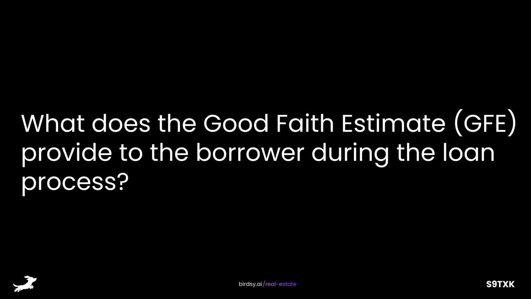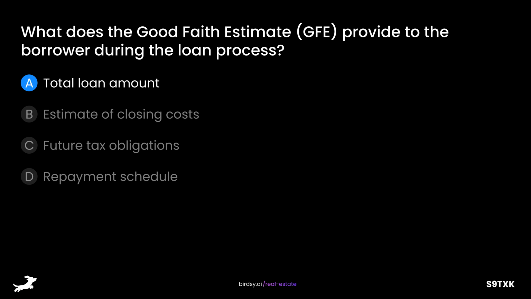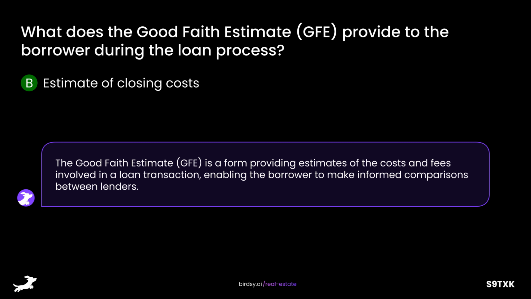What does the good faith estimate provide to the borrower during the loan process? Is it A, total loan amount, B, estimate of closing costs, C, future tax obligations, or D, repayment schedule? The answer is B, estimate of closing costs. The good faith estimate is a form providing estimates of the costs and fees involved in a loan transaction, enabling the borrower to make informed comparisons between lenders.